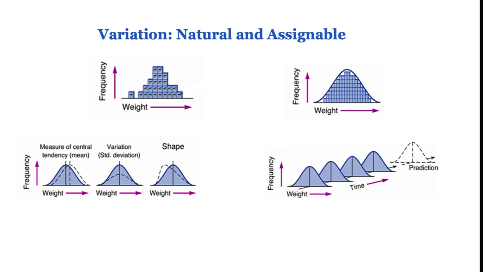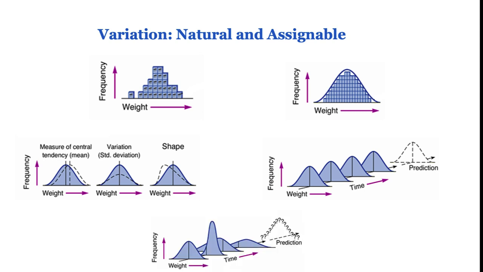If only natural causes of variation are present, in other words, if only those sources of variation that are proper to a process, then the output of a process forms a distribution that is stable over time. And why do we care about that? Because if a distribution is stable over time, we can make predictions. We know how the distribution will look, how our process will behave in the future.